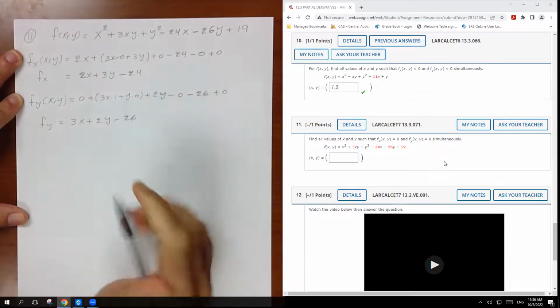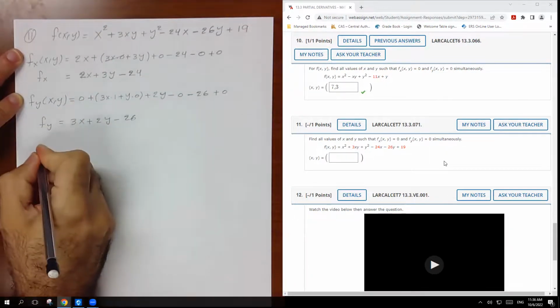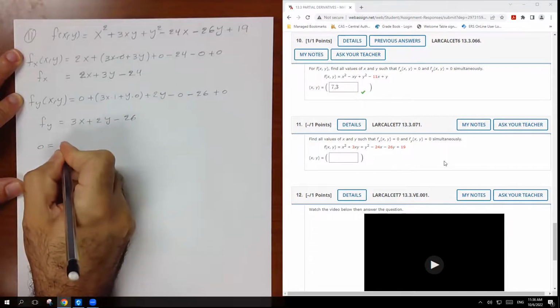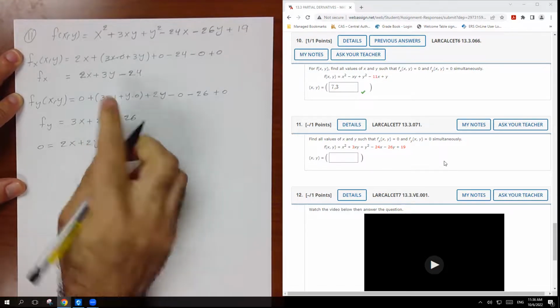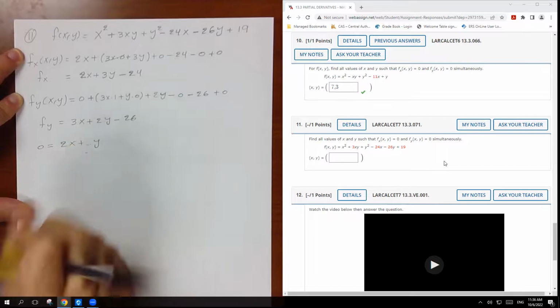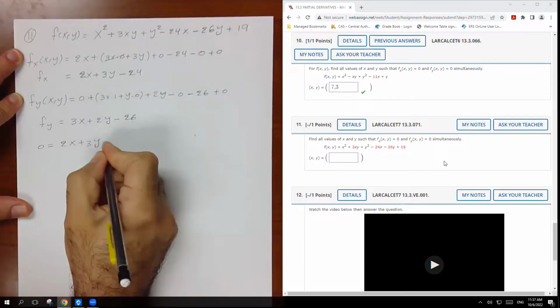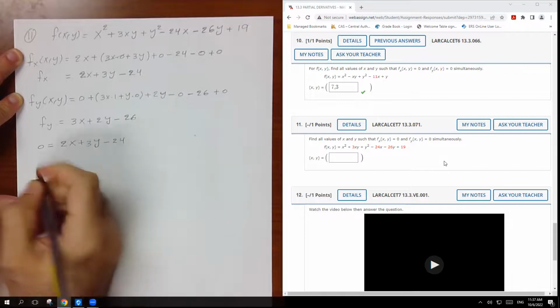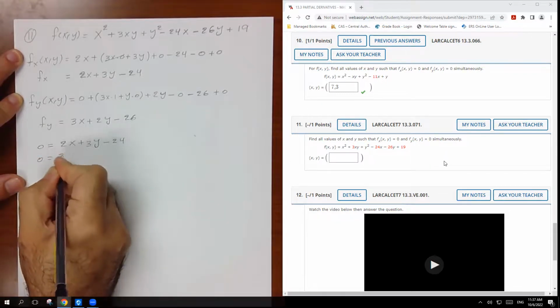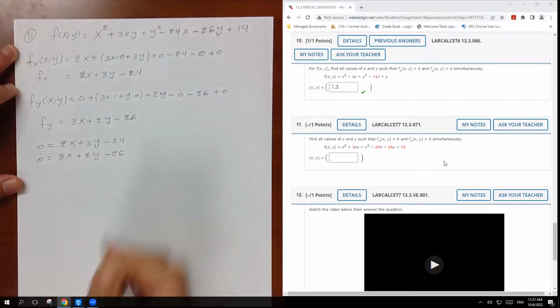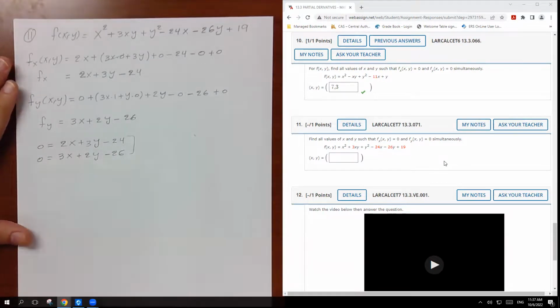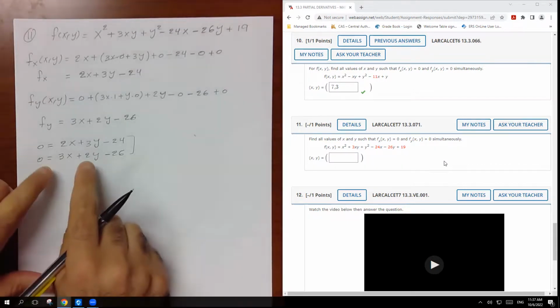Now f sub x and f sub y are zero. So the first one is 0 equals 2x plus 3y minus 24. And the second one is 0 equals 3x plus 2y minus 26. Now we have to solve this system. Which one are you going to cancel? Both. You have to multiply both by the opposite sign. So we're going to multiply this one.